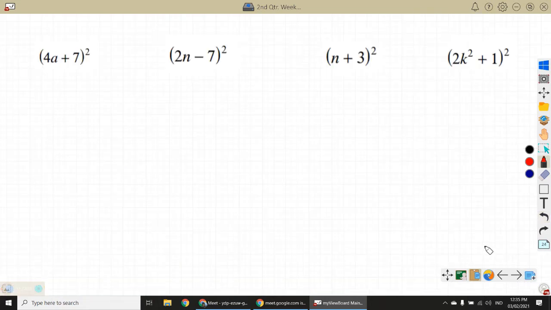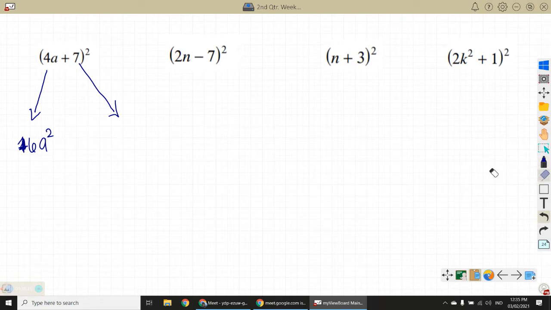Let's have other examples. Ayan. Okay? Another example, just to let you know. Anong gagawin dito? Anong gagawin doon? Sige nga, anong gagawin dito? Square. So, pag ini-square mo, 4 times 4, this is 16a squared. No? 16a squared.